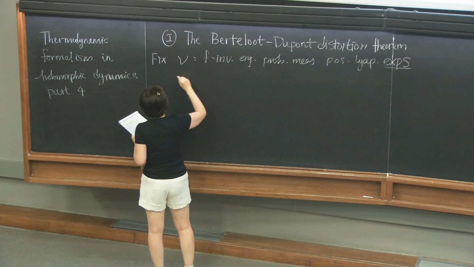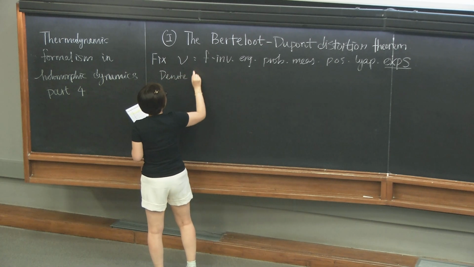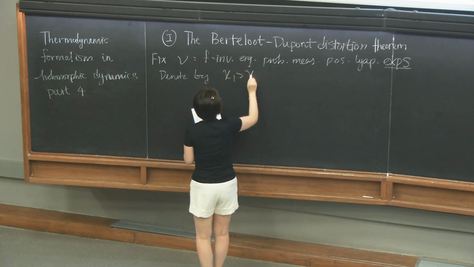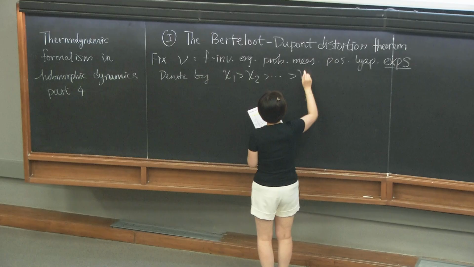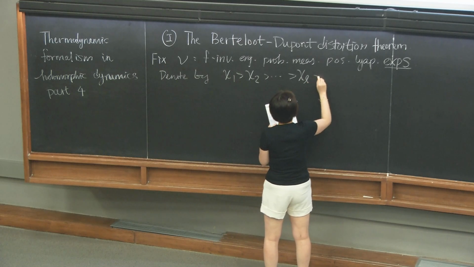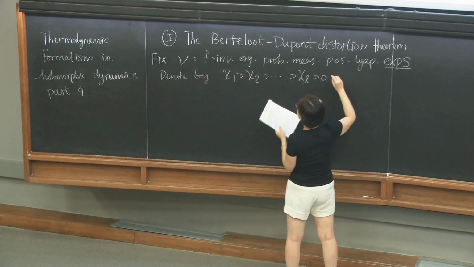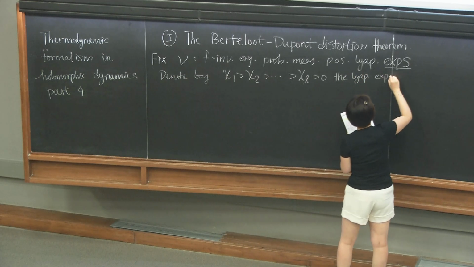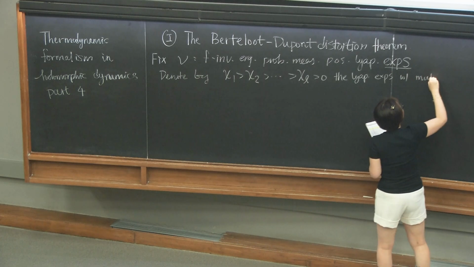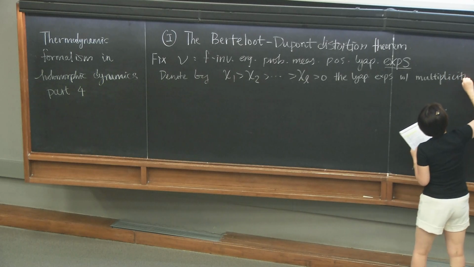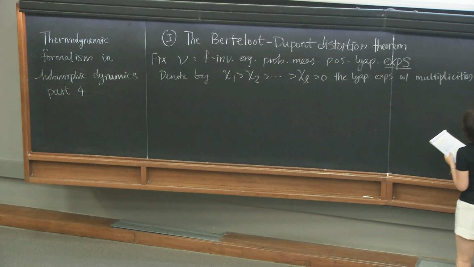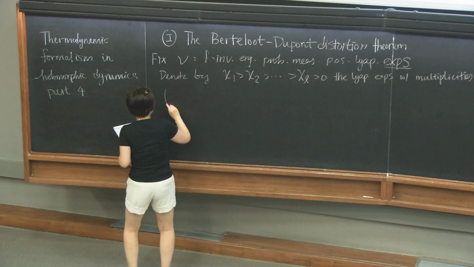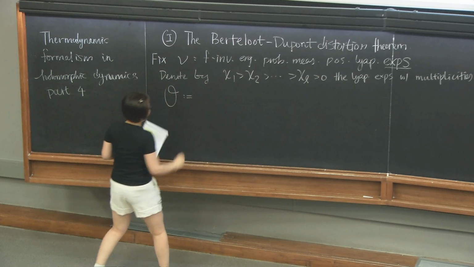And we denote by, so these numbers are important, chi_1 the largest, chi_2, and so on, all the Lyapunov exponents, with multiplicities k_1 to k_L.